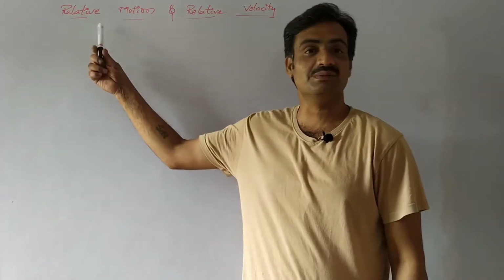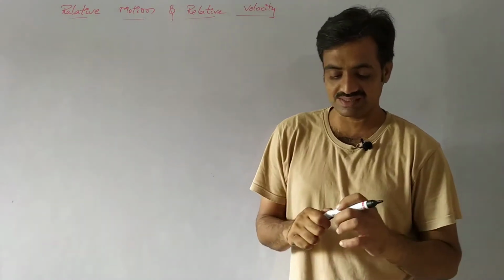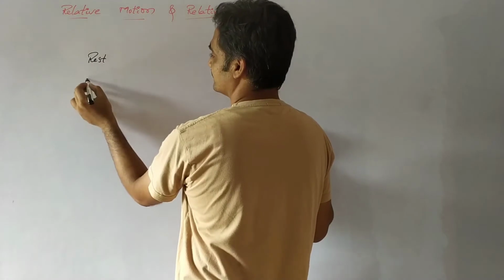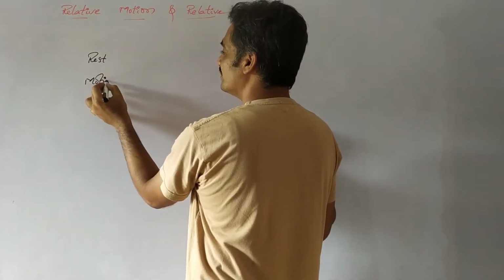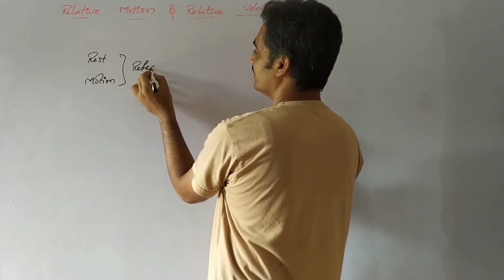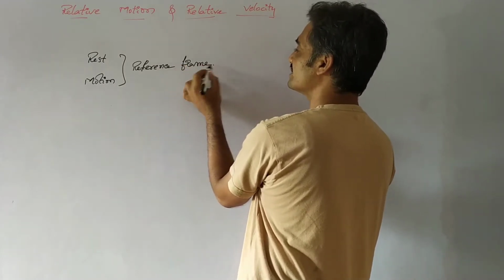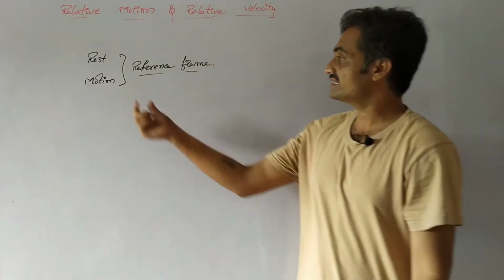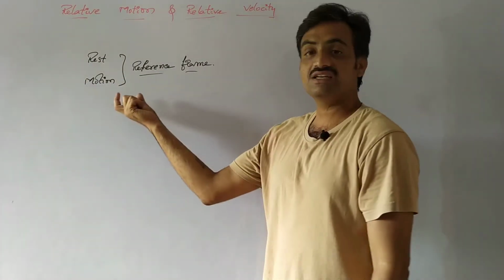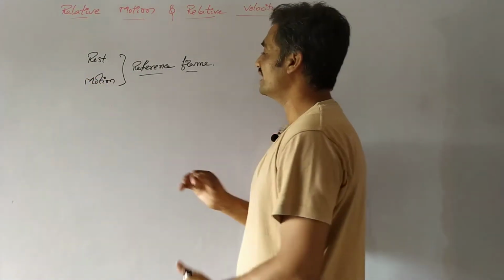So today we are going to discuss relative motion and relative velocity. Before going to discuss this, we have to discuss rest and motion. The rest and motion of a body is represented based on a reference frame, which we had discussed in our first video: when we consider a body to be at rest and when we consider a body to be in motion. Let us revise this topic once again with an example.